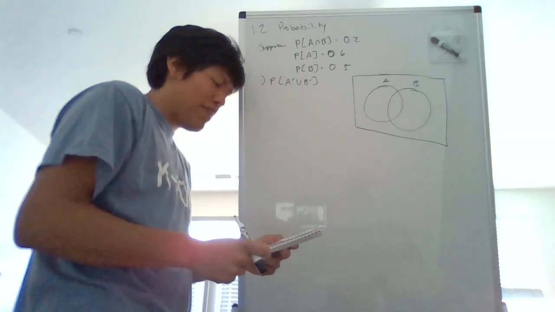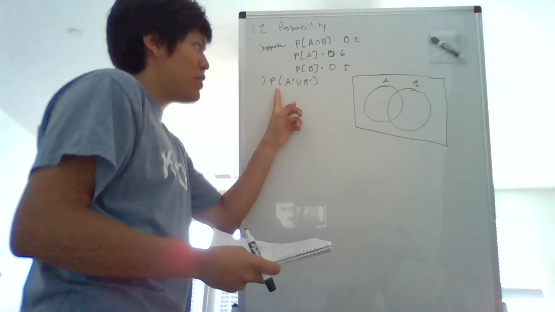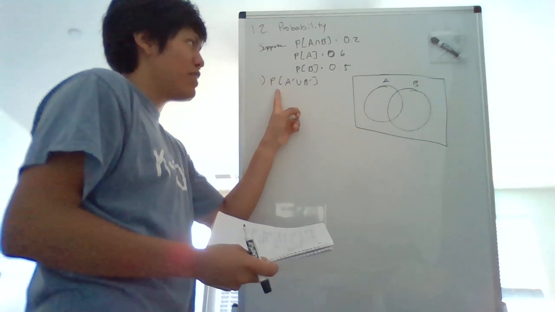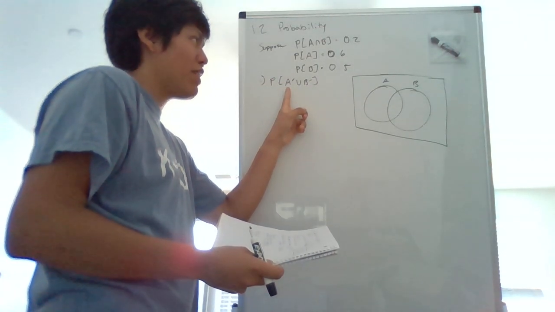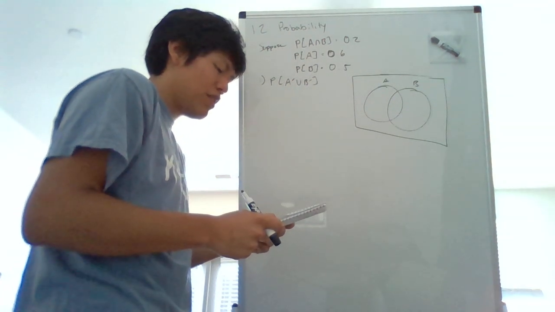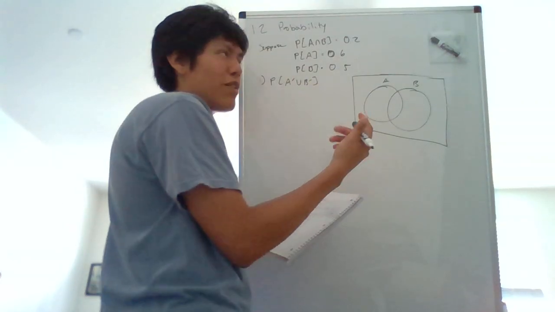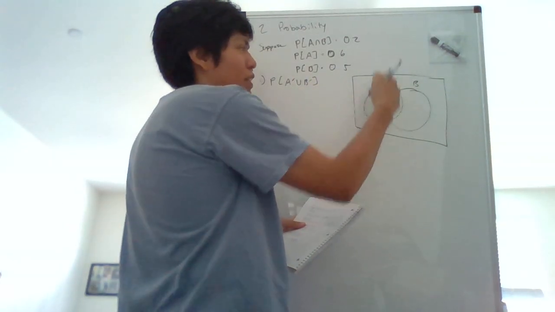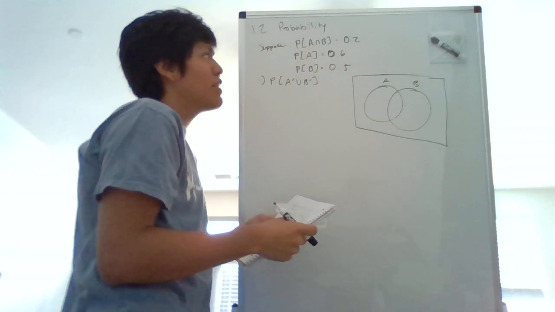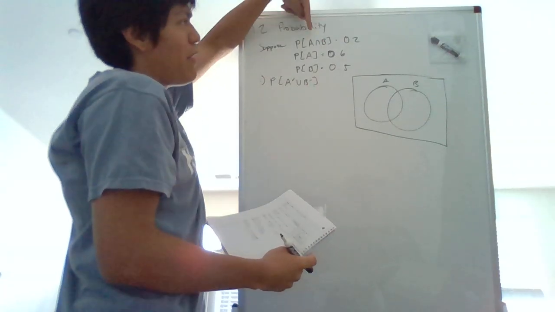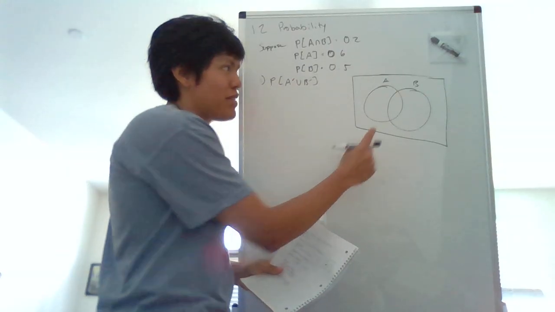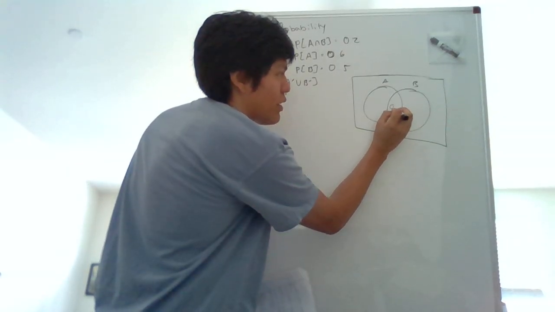But okay, so we're trying to find the probability of A complement union B complement. Another way to read this is the probability of everything that is not in A or is not in B. Also, we can go ahead and fill in some of this given the information that we have. The probability of A intersect B is 0.2, and remember that A intersect B is this middle section, so this middle section is 0.2.